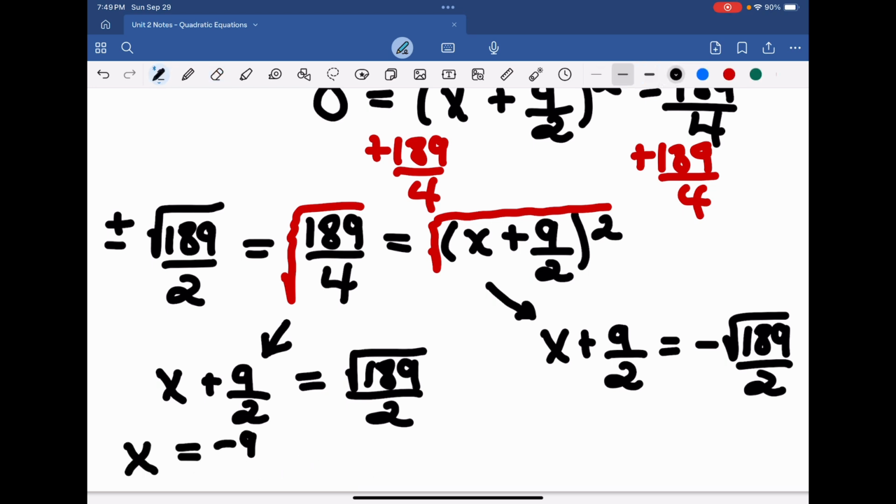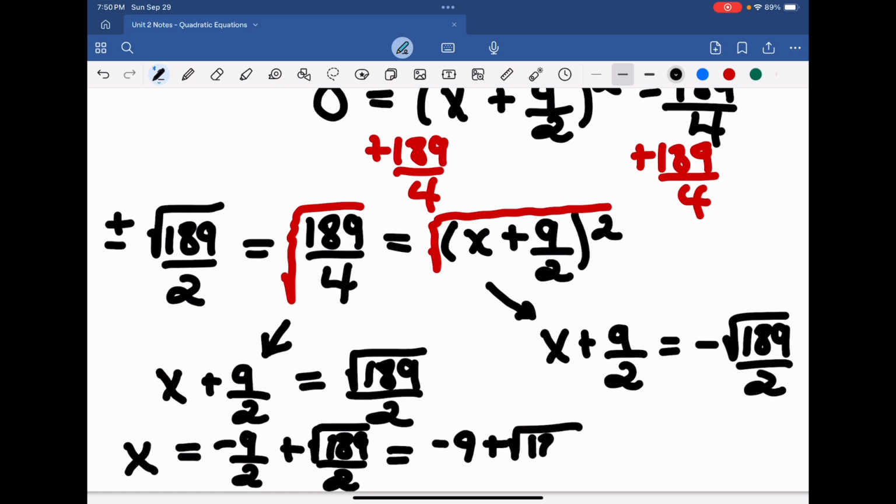This is going to be x is equal to negative 9 over 2 plus the square root of 189 over 2. And here's where I was going with this. We can actually make this one fraction, because they're both over 2, you can add and subtract terms with the common denominator. I'm going to make this negative 9 plus the square root of 189 all over 2. So that's our first answer, and let's make sure I highlight that piece here.